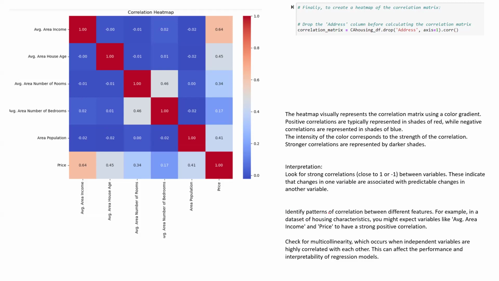It helps in identifying patterns of correlation between different features. For example, in a dataset of housing characteristics, you might expect variables like area, income, and price to have a strong positive correlation. You can also check for multicollinearity, which occurs when independent variables are highly correlated with each other. This can affect the performance and interpretability of regression models.